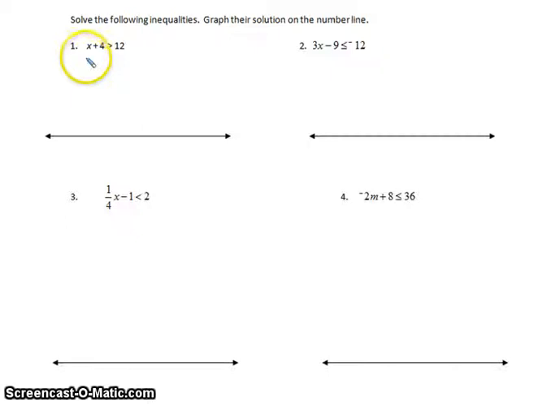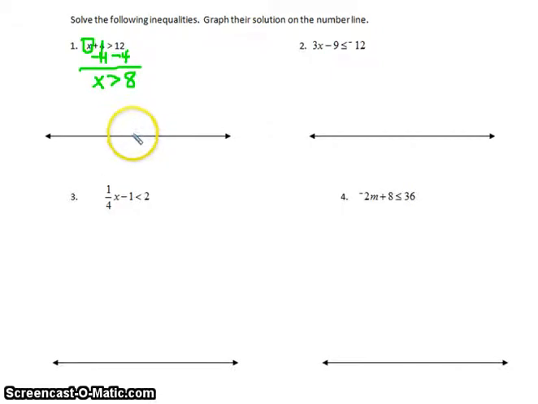Our first question asks us to isolate the x in x plus 4 is greater than 12. Our first step is going to be to subtract 4 from both sides. After we subtract 4, the x is isolated. We keep our greater than symbol, and 12 minus 4 is 8.